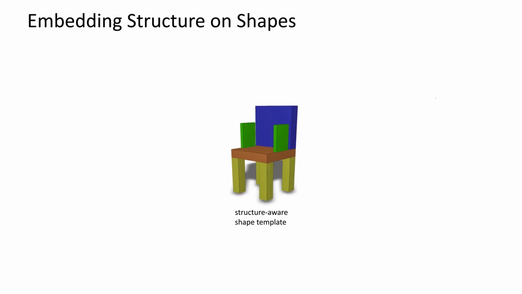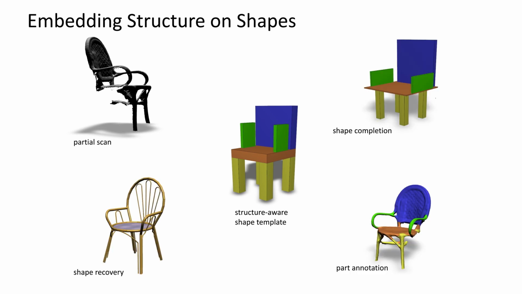To recap, our pipeline can infer shape structure. By embedding structure onto partial point scans, we can complete, label, and recover their shape. We demonstrate these tasks as applications.